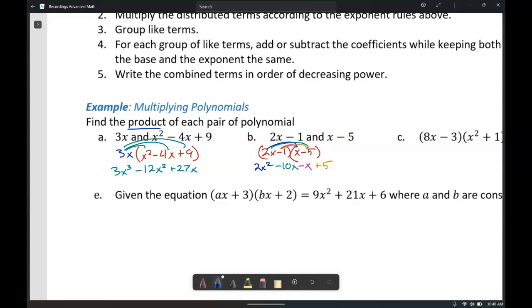And we see that we have like terms here, so we can combine them. And we have our simplified polynomial.